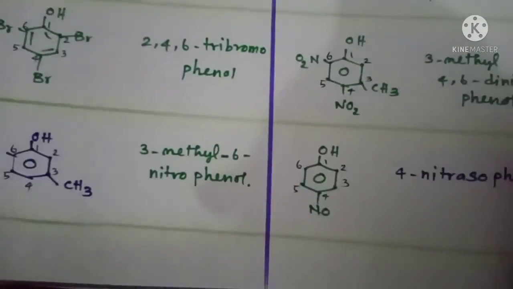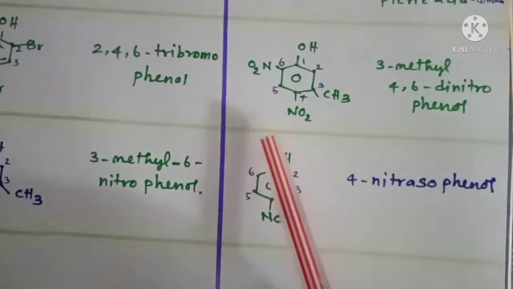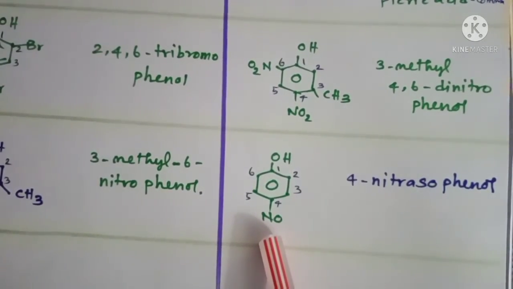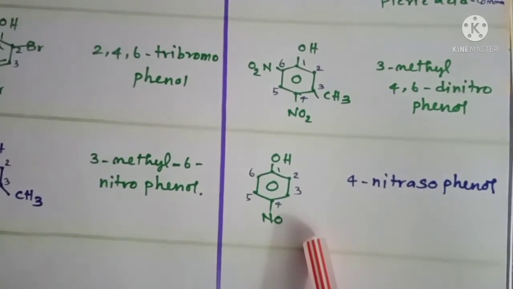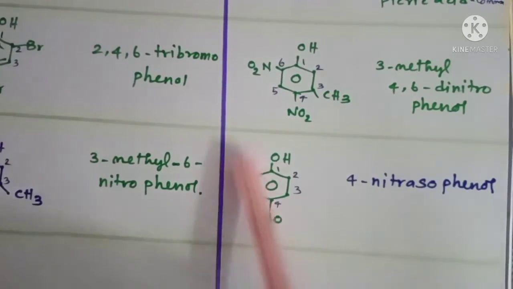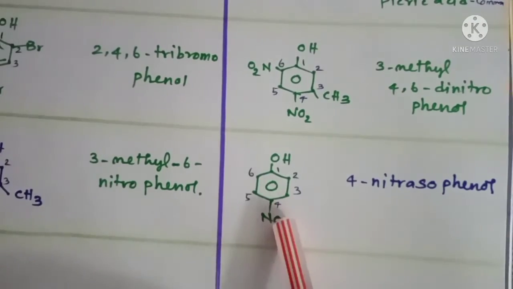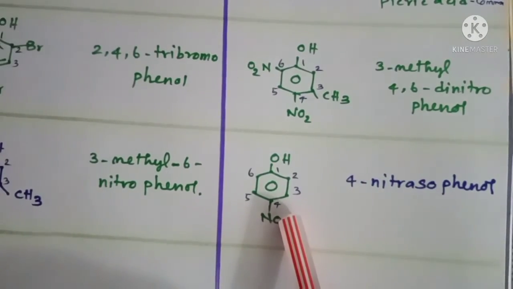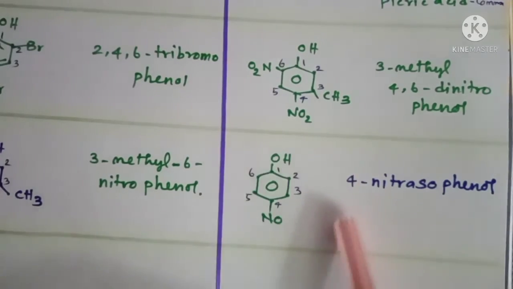Look at the last compound. A phenolic compound, benzene with OH, which has an NO group. Whereas an NO group, we call it nitroso. What is it? Nitroso. So it is supposed to be nitrosophenol. While numbering, this nitroso carbon gets number 4. So the nitroso group is at carbon number 4. So it is called 4-nitrosophenol. Okay, that is the IUPAC name of this compound.